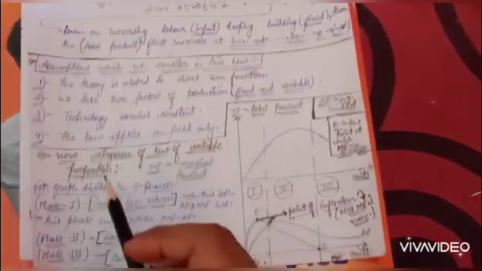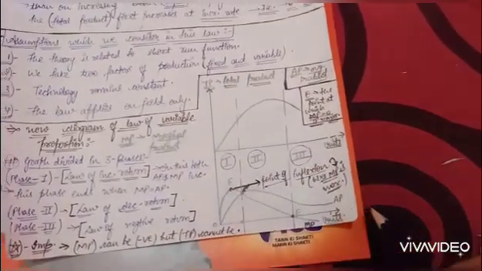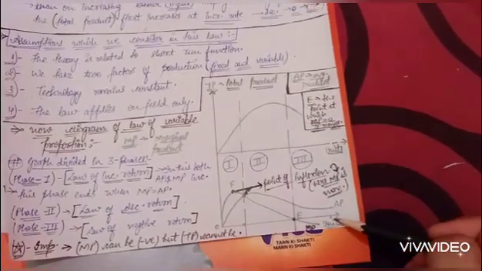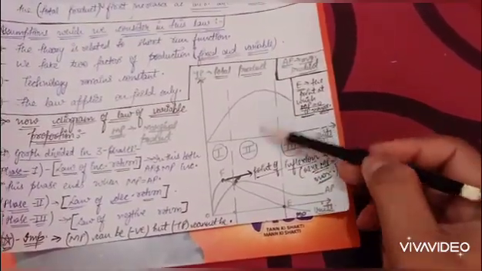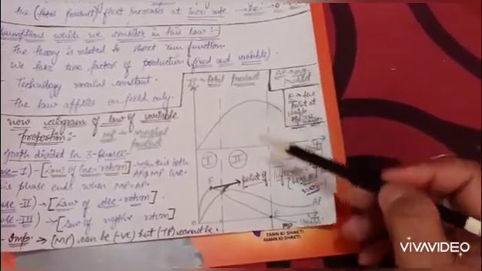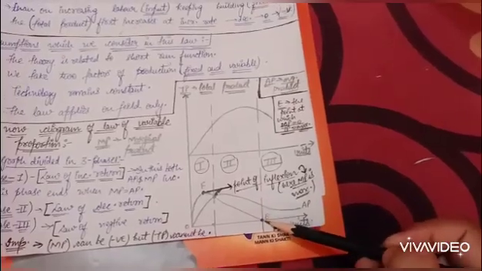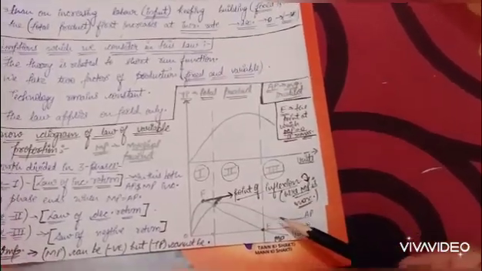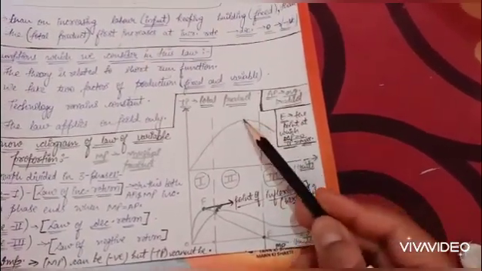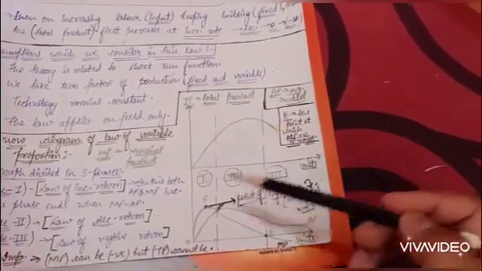Now moving ahead towards the diagram of the law of variable proportion. So here is the diagram. On the y-axis we are taking total product and on the x-axis we are taking units. This diagram consists of two parts. Part 1 consists of total product and part 2 consists of the graph of average product and marginal product. So this is the graph of average product, this is the graph of marginal product, and this is the graph of total product, and the whole diagram is divided into three phases.